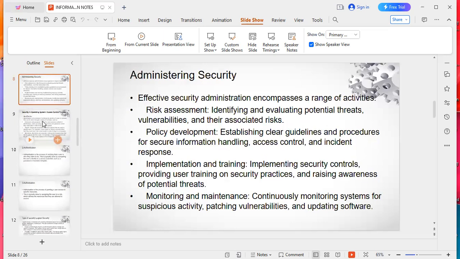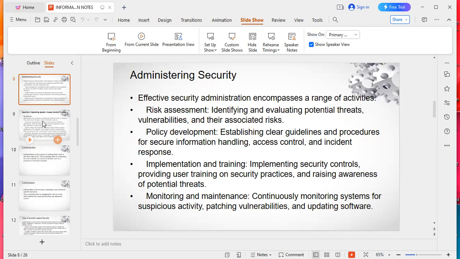Now, how do we administer this security? First, we have a range of activities that are geared towards administering security. For example, we do risk assessment. That is, we identify and evaluate potential threats. We look at policy development. We must establish clear guidelines and procedures on information handling, access control, and incident response.